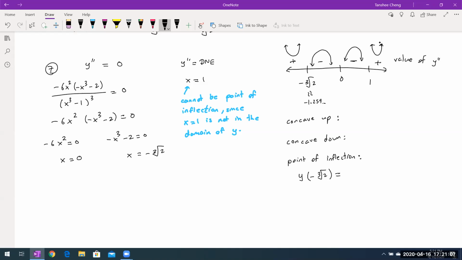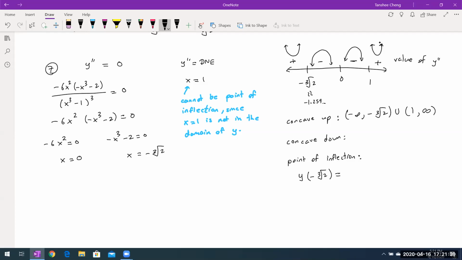So now that we have these values, I'm going to put them on a real number line and test each interval. Pick a number on each interval and test it, and this is what we get. From negative infinity to negative cube root of 2, that is concave up, and also 1 to infinity, that is concave up. So that will give us one answer, which is negative infinity to negative cube root of 2, union with 1 to positive infinity. That will be concave up.